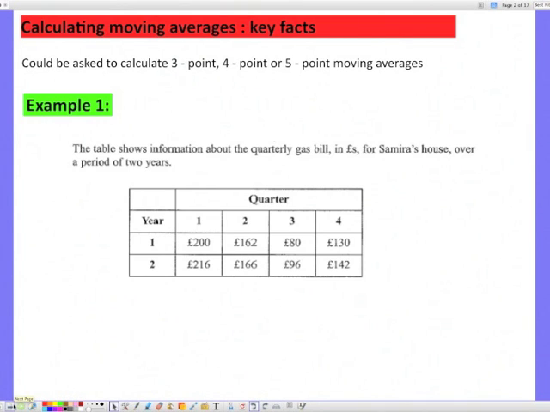So calculating moving averages, you could be asked to calculate 3-point, 4-point or 5-point moving averages. Let's take a look at an example on how to do this. The table shows information about the quarterly gas bill in pounds for Samira's house over a period of 2 years. We're going to work out a 4-point moving average.